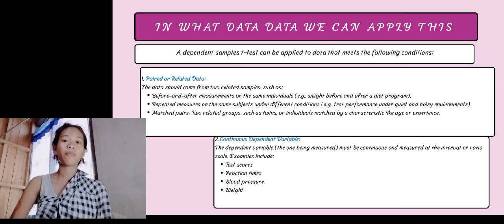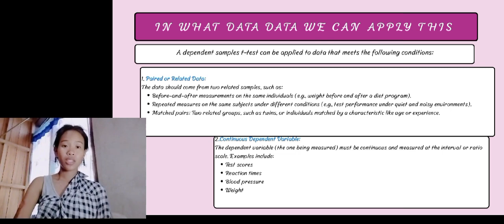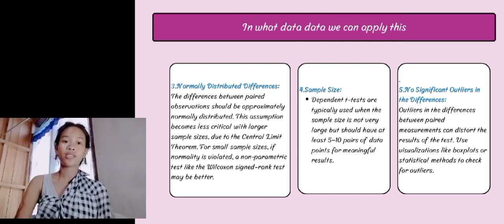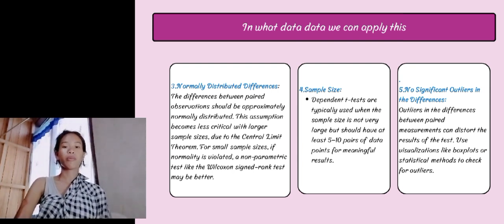Second, continuous dependent variable. The dependent variable, the one being measured, must be continuous and measured at the interval or ratio scales. Examples include test scores, reaction time, blood pressure, weight. Third, normally distributed differences. The differences between paired observations should be approximately normally distributed. This assumption becomes less critical with larger sample sizes due to the central limit theorem. For small sample sizes, if normality is violated, a non-parametric test like the Wilcoxon signed-rank test may be better.